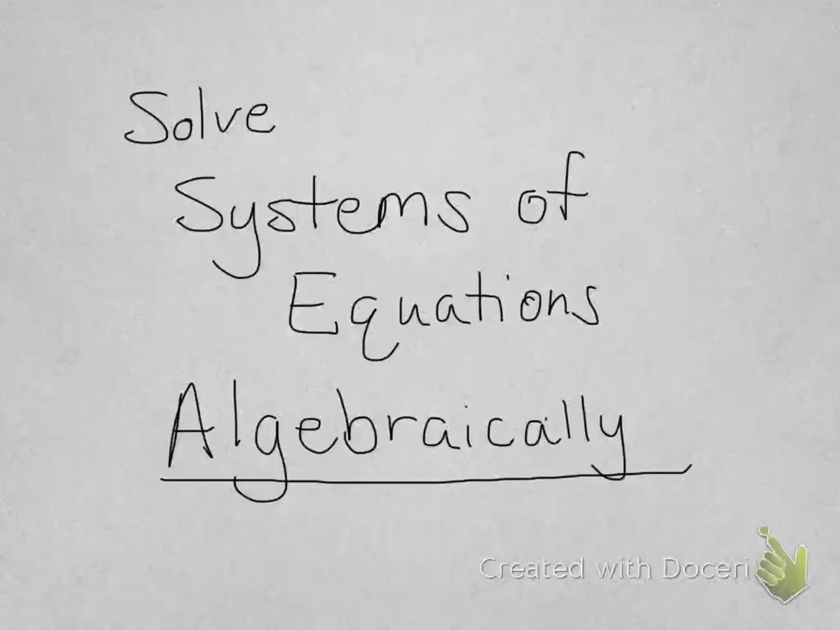Today we are focusing on solving systems of equations algebraically. We've already discussed in class that a system of equations has more than one equation working together, and finding the solution of that system is where those two lines intersect on the graph, or what point they have in common. So now we're going to look at how to find that algebraically rather than graphically.